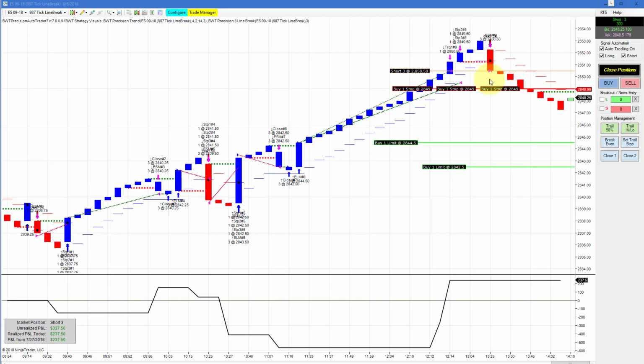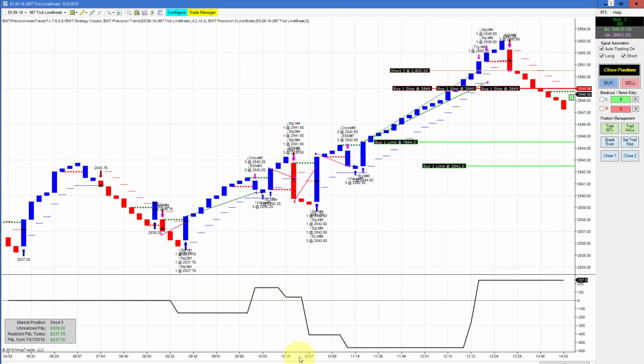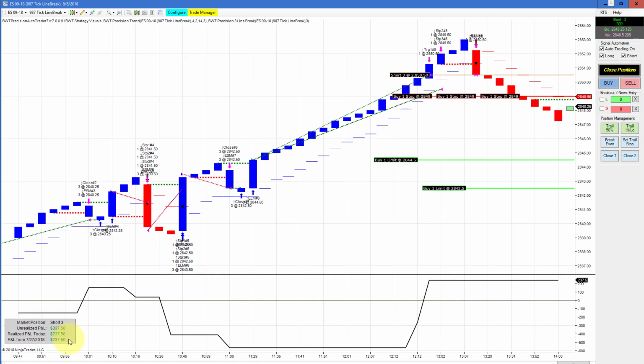Okay, next up is a line break chart. The 987 tick line break, we've seen this chart a lot. This drew down about 300 per contract. You can see it here. And we currently have a closed P&L of 237.50 and an open P&L of 300. This is trading 3 contracts. It's currently short. It looks like it's going to get stopped out here with a little bit of a profit.